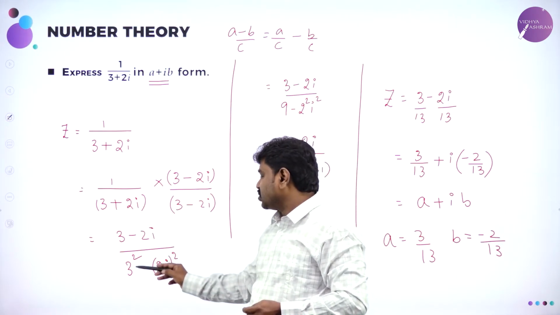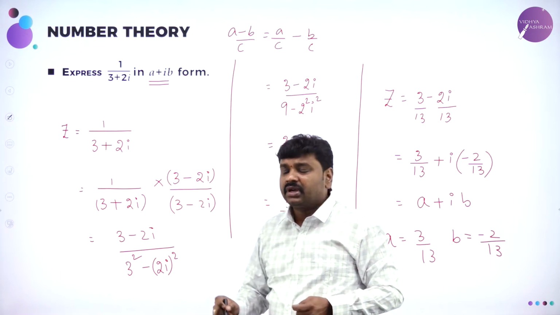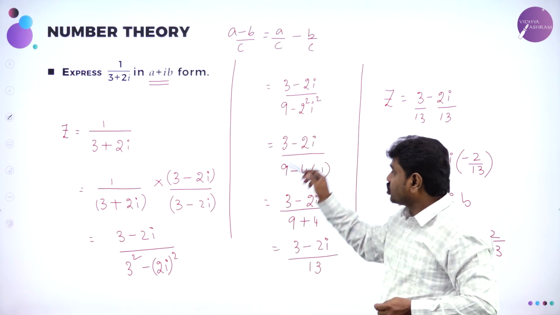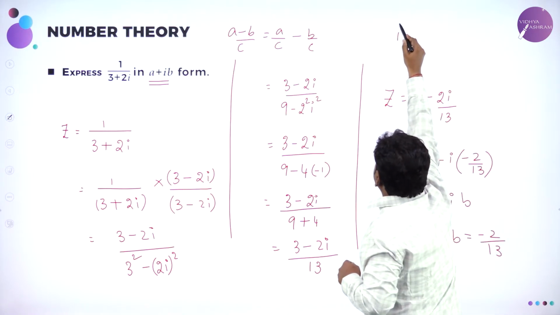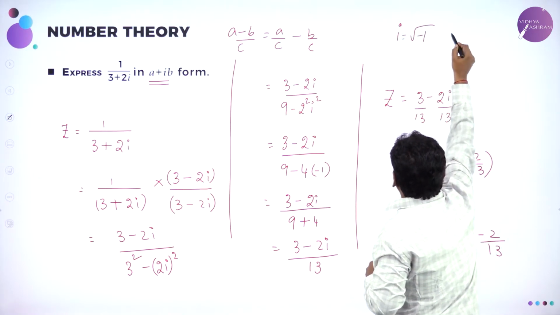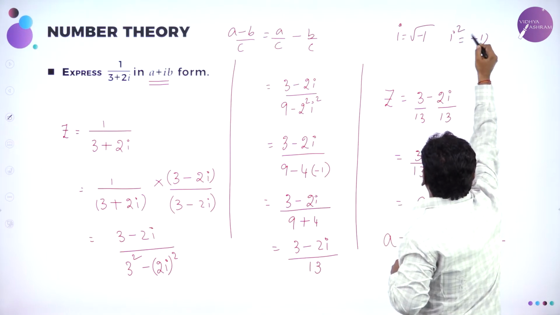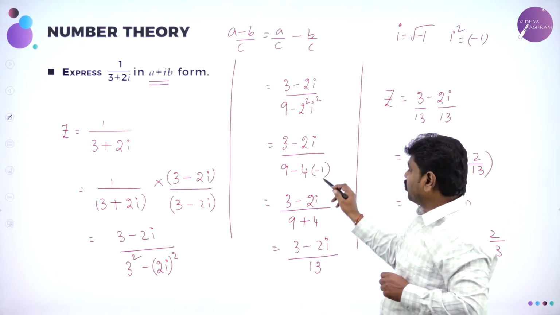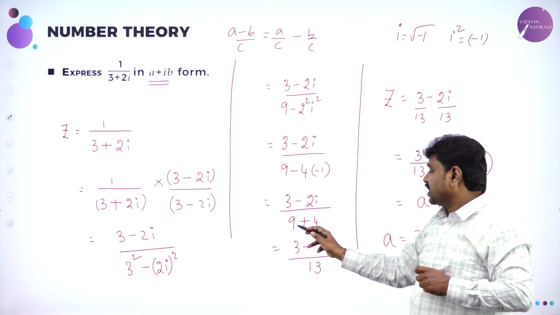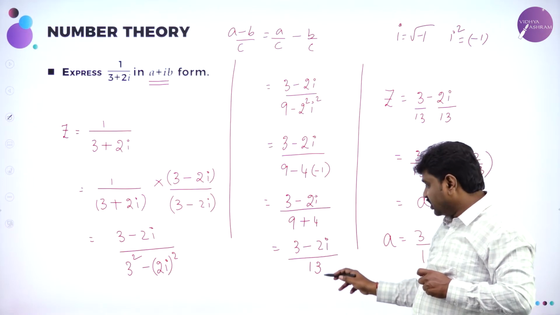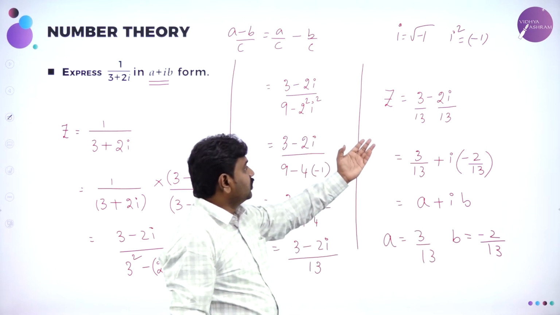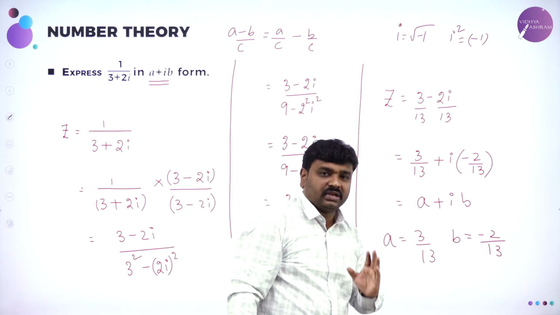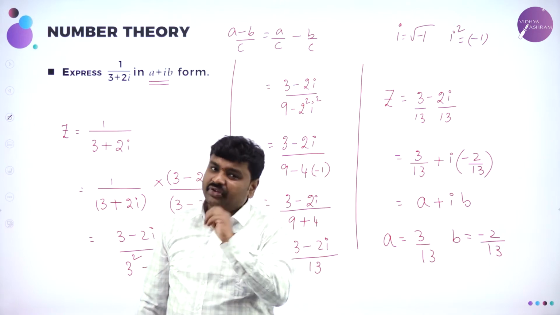So it will become 3 square minus (2i) the whole square. And 3 square is 9, 2 square is 4, i square is minus 1. I taught you in my last class, i means root of minus 1. i square, what is i square? Minus 1. So in the place of i square, I am putting minus 1. Minus of minus becomes plus. 9 plus 4 is 13. So 3 by 13 separately, plus 2 by 13 separately. So now this is in the form a plus ib. Any doubts? I hope all of you understood this.